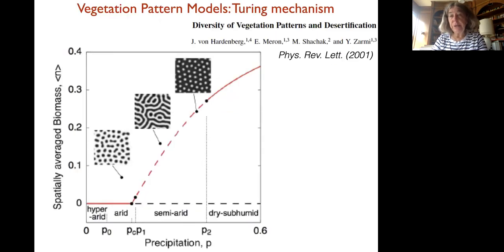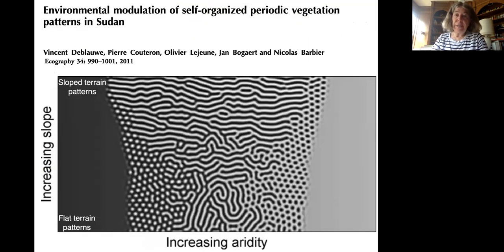Here's another paper. It had a similar story where they were using the patterns to classify the aridity level of the region. They had a completely different model, and yet they saw the exact same sequence. As the resource or the precipitation decreased, it went from gaps to labyrinths to spots. And here's yet another one. This was a completely different model, same story.